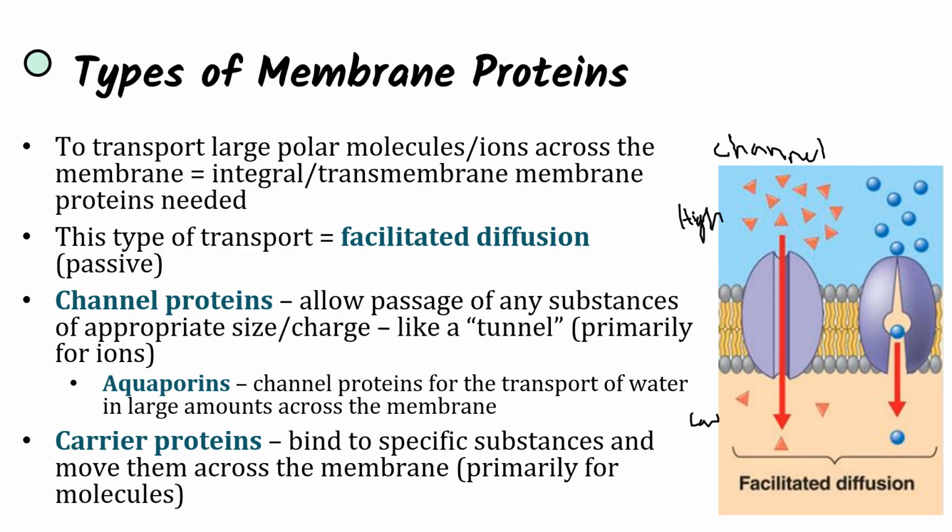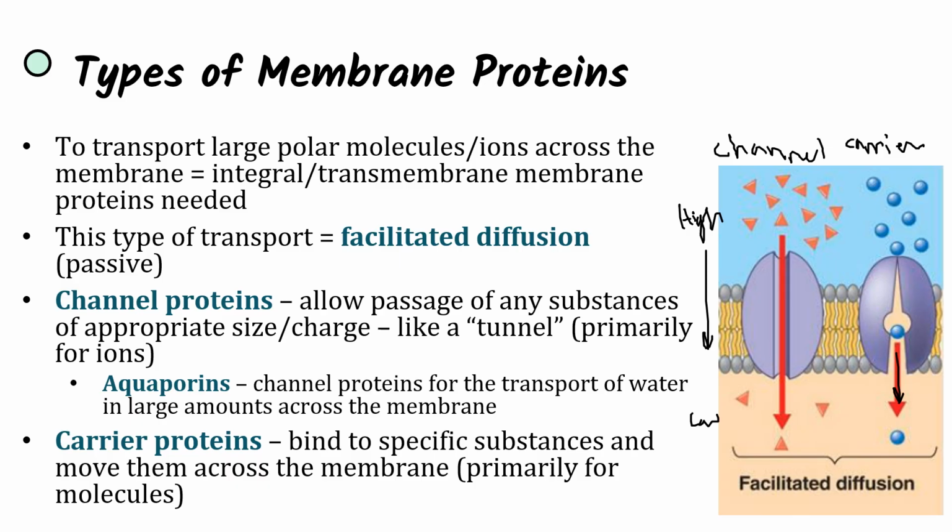Next up, we've got carrier proteins, which bind to specific substances and move them across the membrane. These are primarily for molecules, so large polar molecules, such as sucrose, or glucose, or fructose. These are going to be going through carrier proteins. Again, we're still going from a high concentration to a low concentration. It's still passive transport, but these molecules are being grabbed by the carrier protein, and they're being forcibly moved across the membrane, and then the protein opens back up, and we get the next molecule to go through the protein. So, that's the difference between channel and carrier.